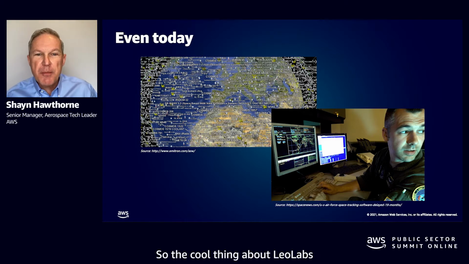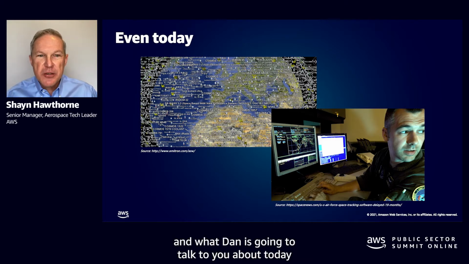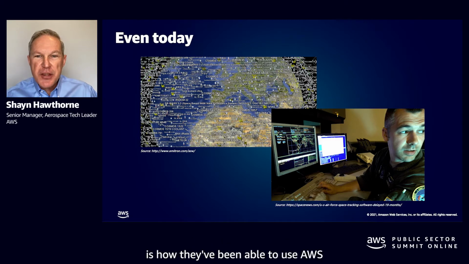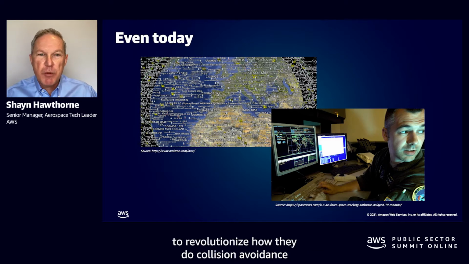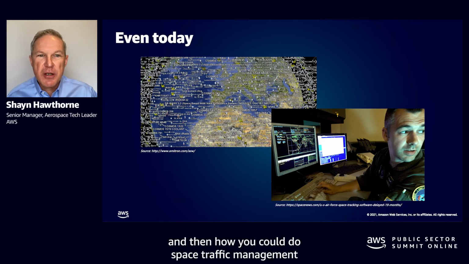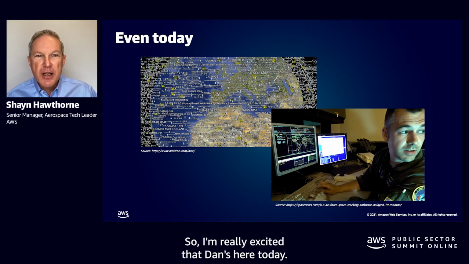So the cool thing about Leo Labs and what Dan is going to talk to you about today is how they've been able to use AWS to revolutionize how they do collision avoidance and then how you can do space traffic management in the cloud. So I'm really excited that Dan's here today, and over to you, Dan.